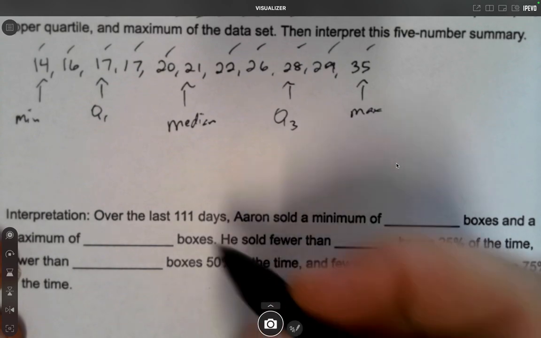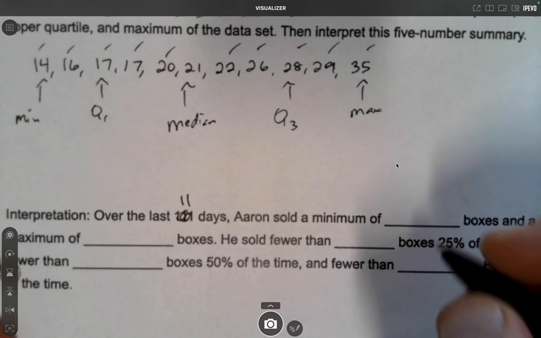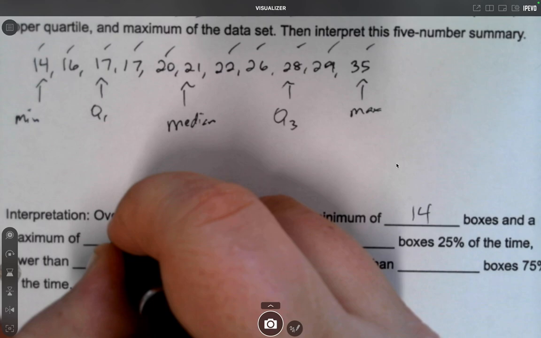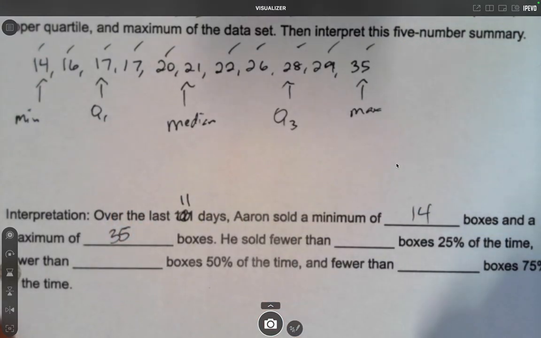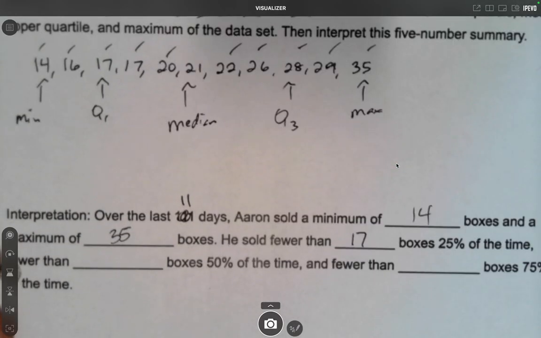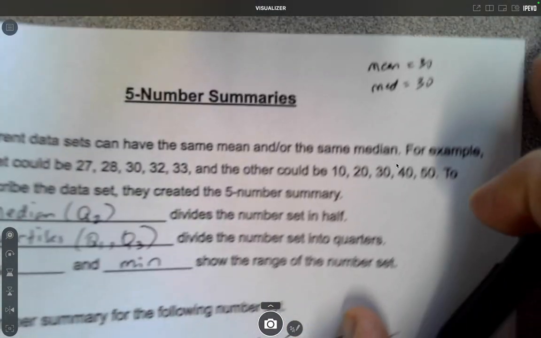So over the last, sorry for that typo, I should say 11 days. Over the last 11 days, Aaron sold a minimum of 14 boxes and a maximum of 35 boxes. He sold fewer than 17 boxes 25% of the time. That's what the first quartile tells you. 25% of the data is below that. That's why it's called a quartile, because it tells you what percent is below that.